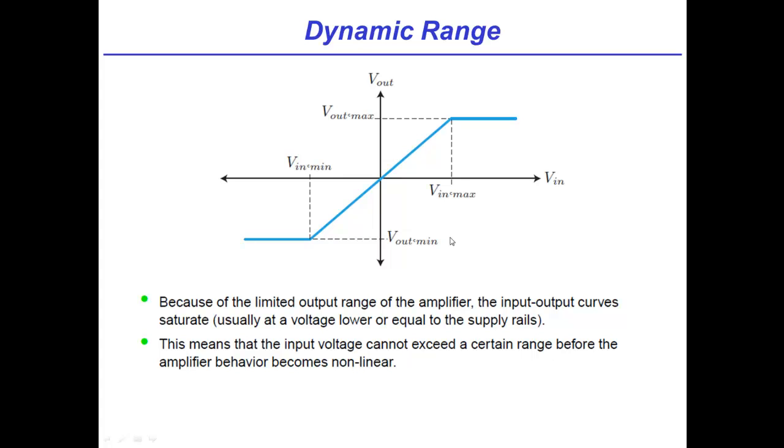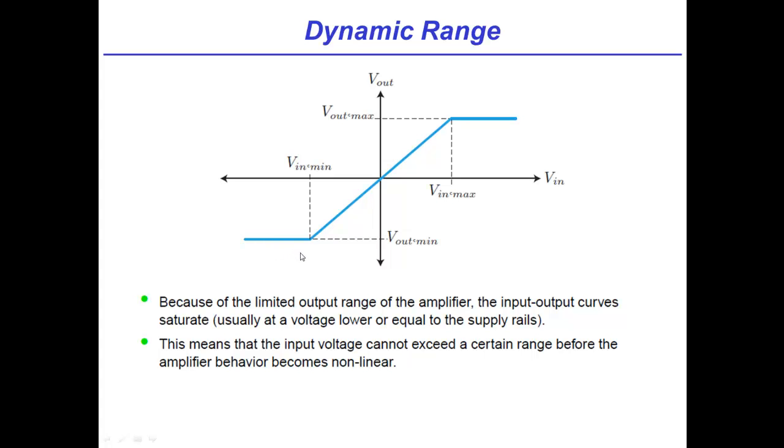Okay, how about dynamic range? So this is the last topic to talk about. Everything we focused on so far, this idea of gain, input resistance, output resistance, assumes we are operating in a region where we are not limited by the power supply rails.